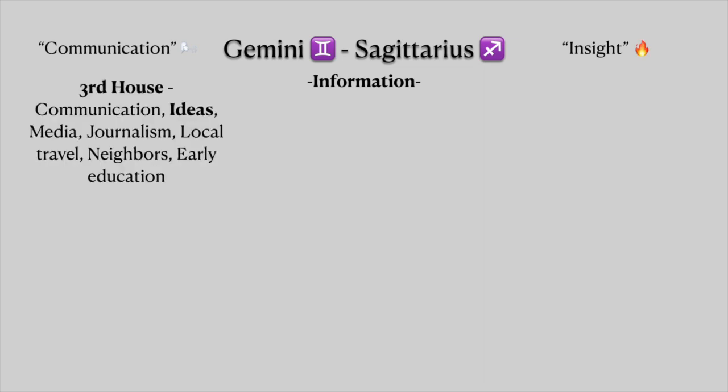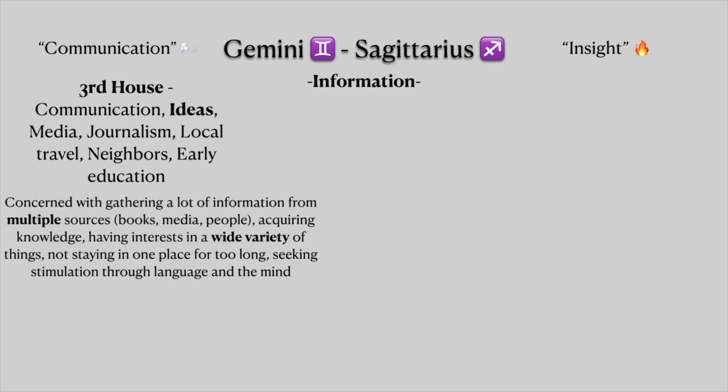Gemini and Sagittarius. The theme here is information. Gemini is about communication and the element air. Sagittarius is insight and the element fire. Gemini rules the 3rd house of communication, ideas, media, journalism, local travel, neighbors, and early education.